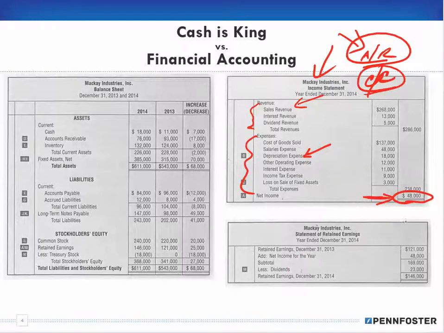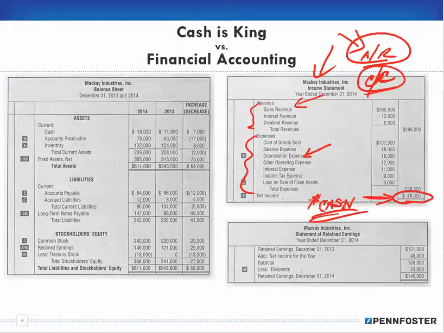Okay, so what we're basically doing is we're saying, okay, we're going to take this 48,000, and we're going to look at everything that's on our income statement, and we're going to make adjustments to the 48,000 so that we understand what it is that we had for net income in cash.